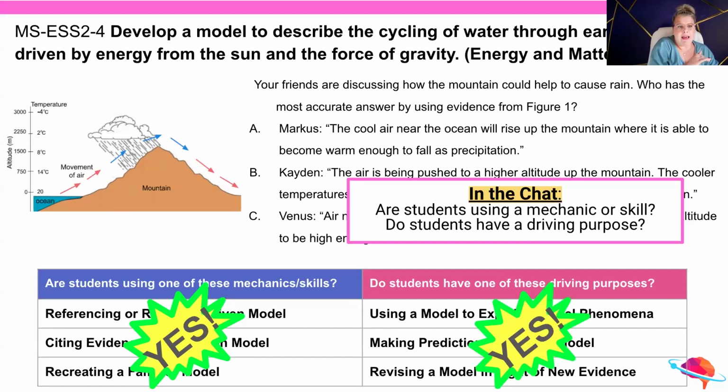So this idea of making a prediction, okay, the arrows are getting blue. What would that cause? Like, why is the rain now forming? So they have to make a prediction of the event that will take place by citing evidence from that model.